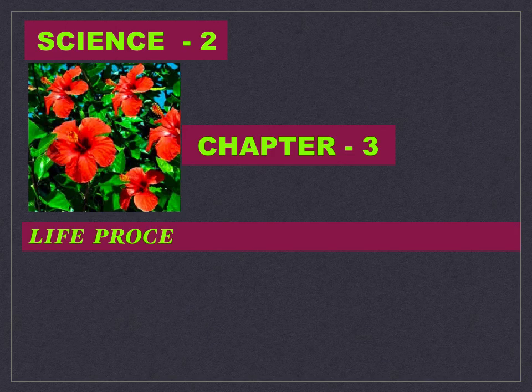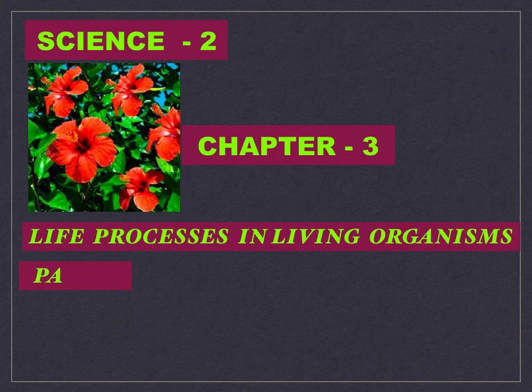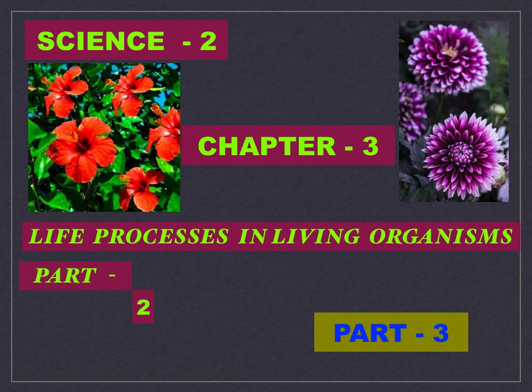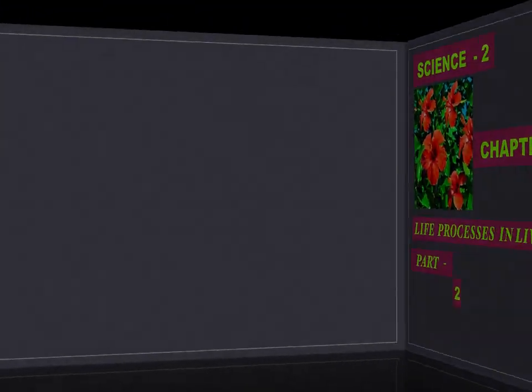Today we are going to see Science-2 Chapter 3, Life Processes in Living Organisms, Part 2. Today we are going to study the third part of this chapter. In the first and second part we had seen asexual reproduction in unicellular organisms and multicellular organisms. Today we are going to see sexual reproduction.